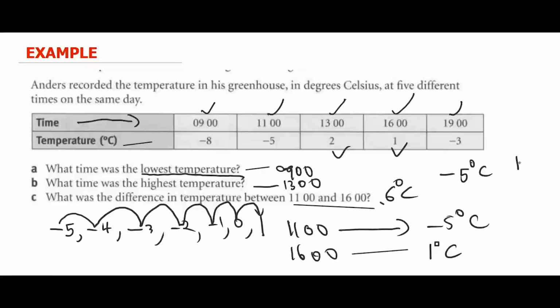So you start from the bigger one. This is the bigger one, 1 degree Celsius, minus, then the difference.